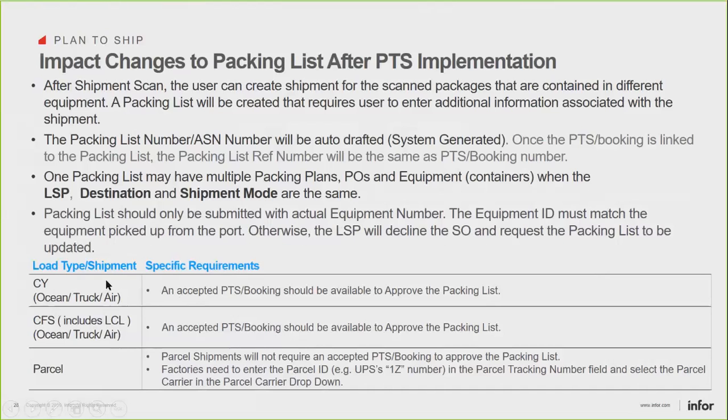For CY shipment, before approving the packing list, an accepted Plan to Ship is required. So suppliers have to wait until the Plan to Ship is accepted before they can approve the packing list. For CFS shipment, an accepted Plan to Ship is also required. For parcel shipment, Plan to Ship is not required in the system, but the factory needs to enter the parcel ID in the parcel tracking number field on the packing list.